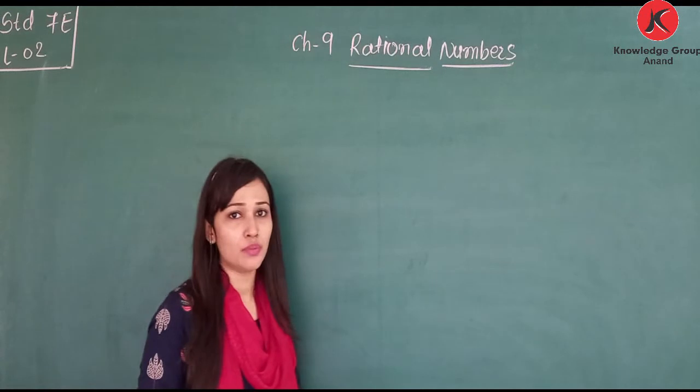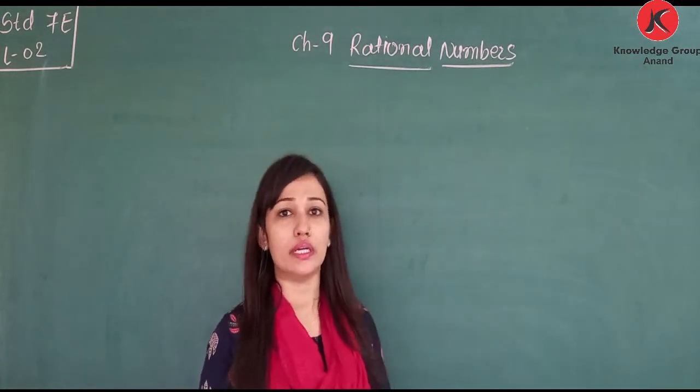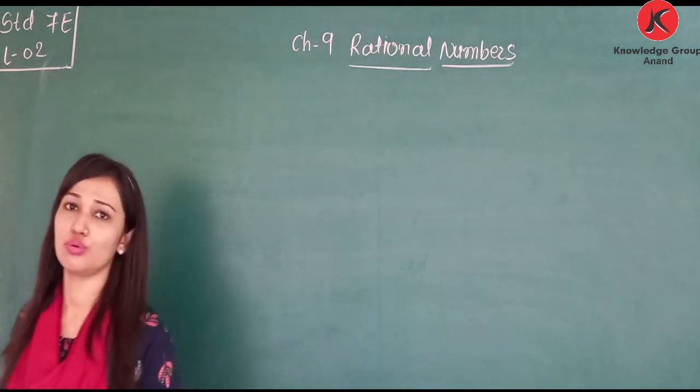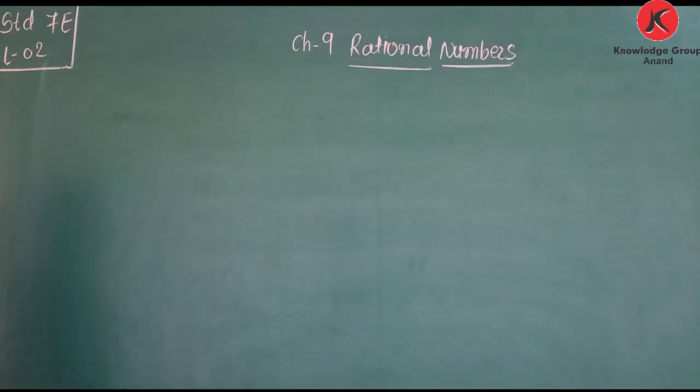The difference is only that a rational number includes negative numbers in the numerator and denominator. So that is the only difference between a fraction and a rational number. In a fraction, numerator and denominator are positive, and in a rational number it can be negative.